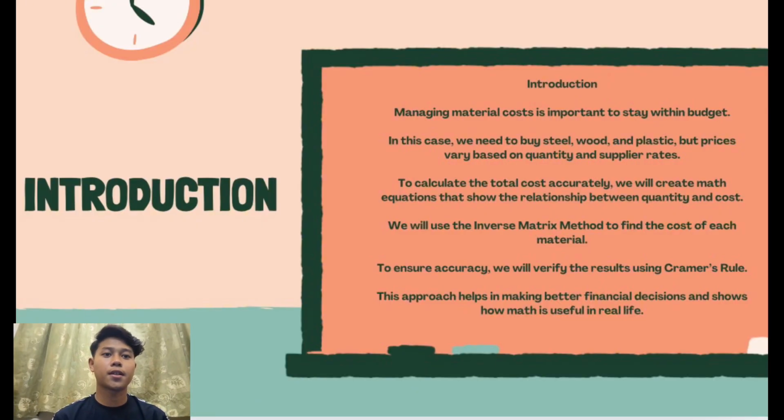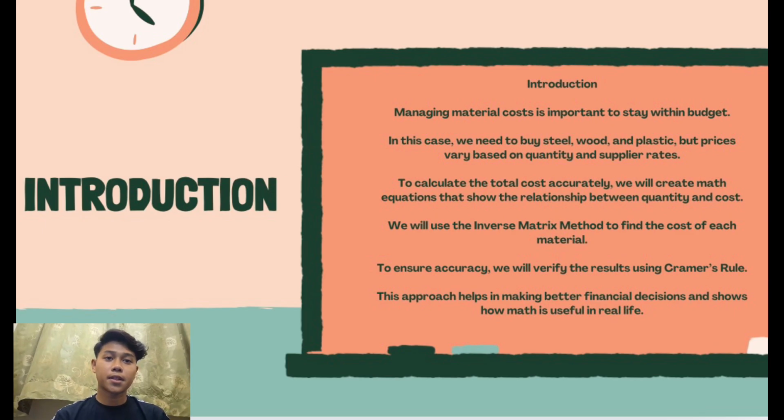Okay, next is introduction. Mathematics is everywhere, from engineering to business and even construction. In this project, we explore how matrix can help solve real-world problems, specifically calculating material costs from different suppliers. We will break down how we use the inverse matrix method and Cramer's rule to get accurate results.